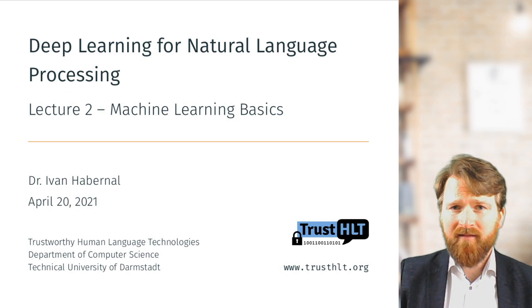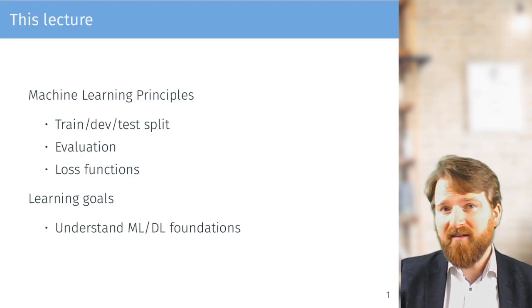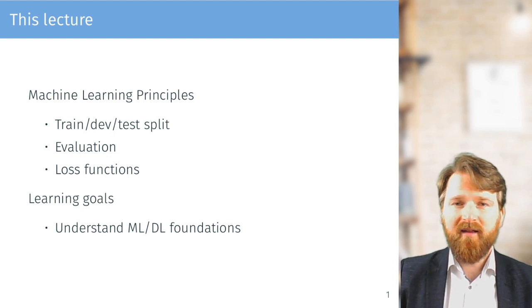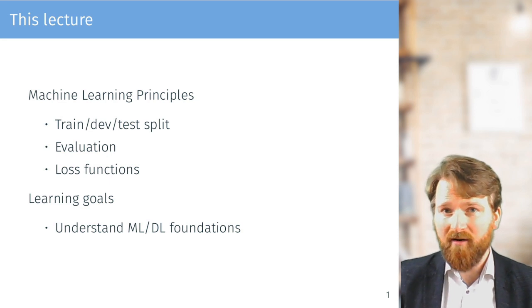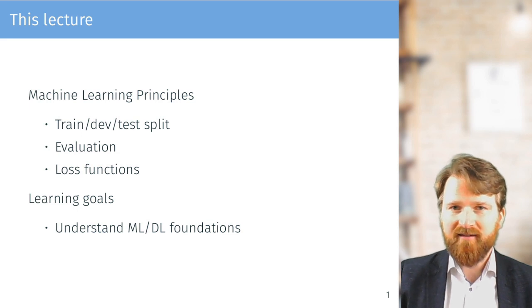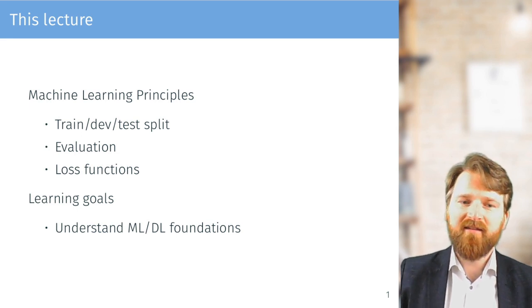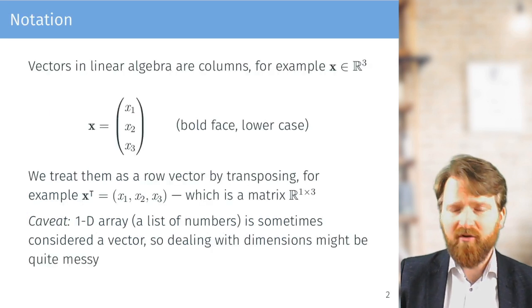My name is Ivan Habernal, and today we'll be talking about some very basics of machine learning and some principles that you need to understand to make deep learning or machine learning work for some tasks. For example, how to evaluate our tasks, what are different loss functions, how can we make sure that our models generalize, and how can we evaluate this generalization, and so on. Before we jump into that, though, we need to understand a little bit of notation.